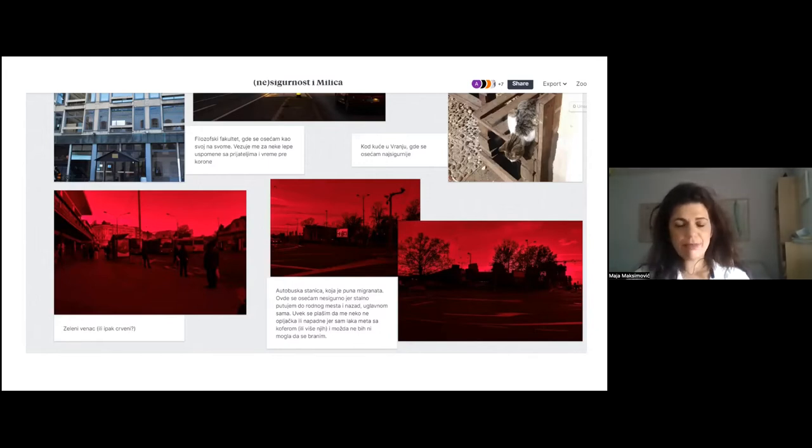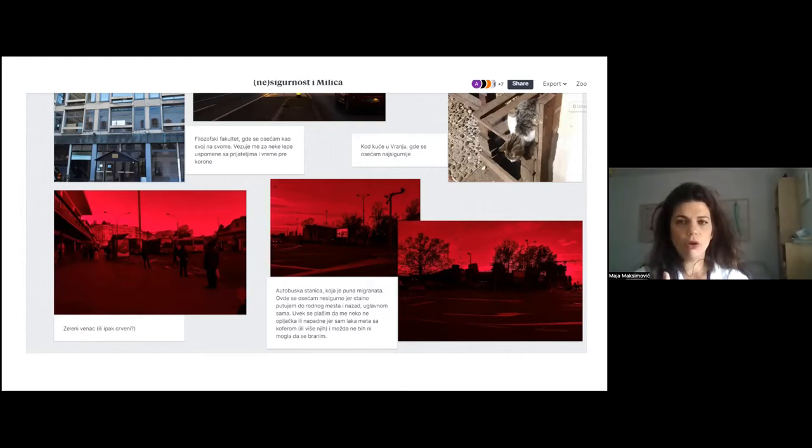So we did this mapping, and we met with an activist group, Do Not Drown Belgrade, which was very important to listen to and share experiences. So this activist group, they didn't just talk to students, but together we engaged in the experiences of women in public space.